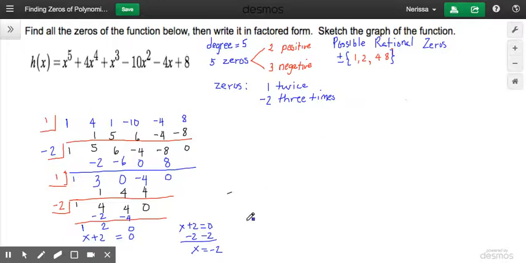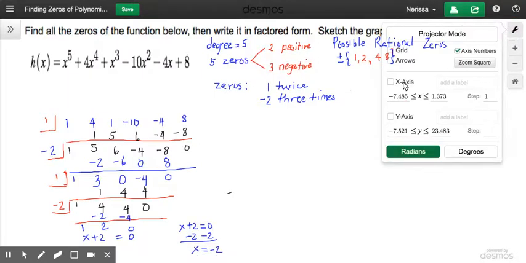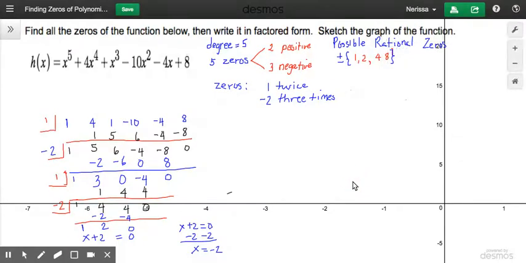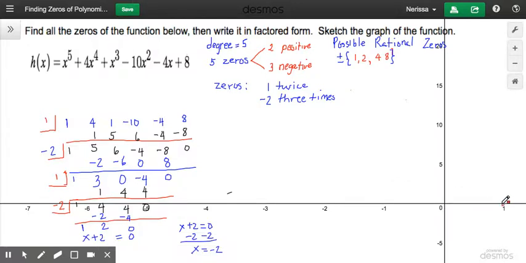So let's put the x-axis and the y-axis. Okay, so let's graph the zeros that we found. So zeros are 1 and -2. Okay, 1 and -2.